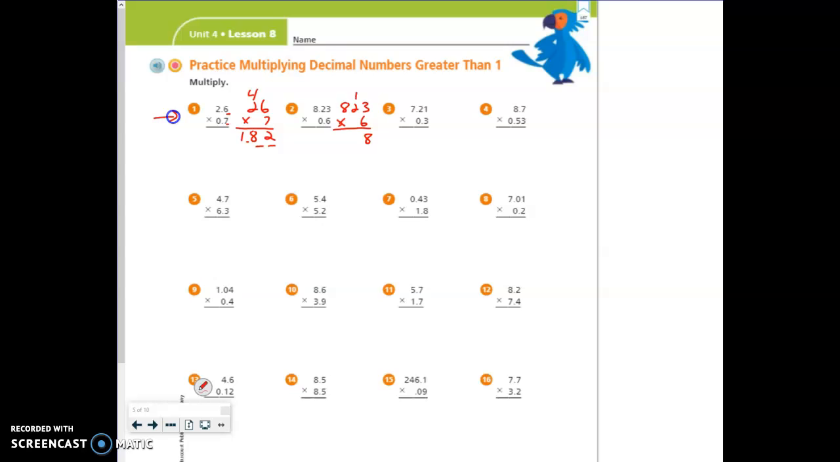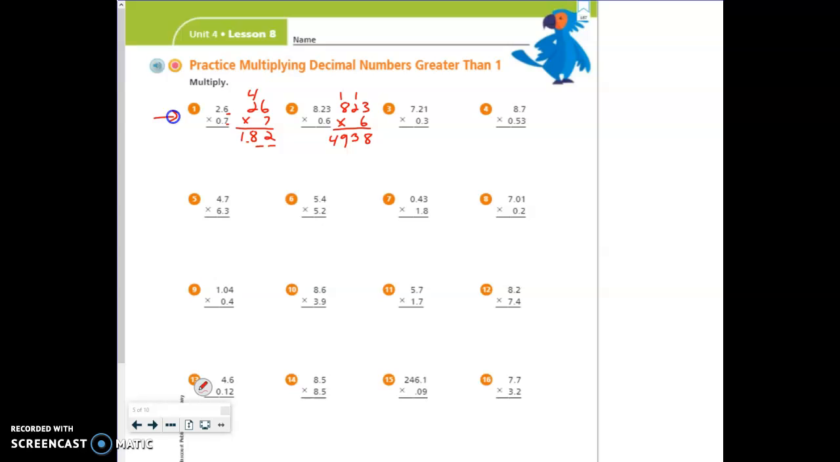Put the 8 down, regroup the 1 to the next place value. 6 times 2 is 12, plus the 1 that I'm adding from the other place value is 13. Carry another 1, regroup that other 1. And now 8 times 6, which is a little harder math fact, which is why we might use that multiplication chart. 6 times 8 is 48, plus the 1 that I'm carrying is 49. So when I'm done with the math, I end up with 4,938.